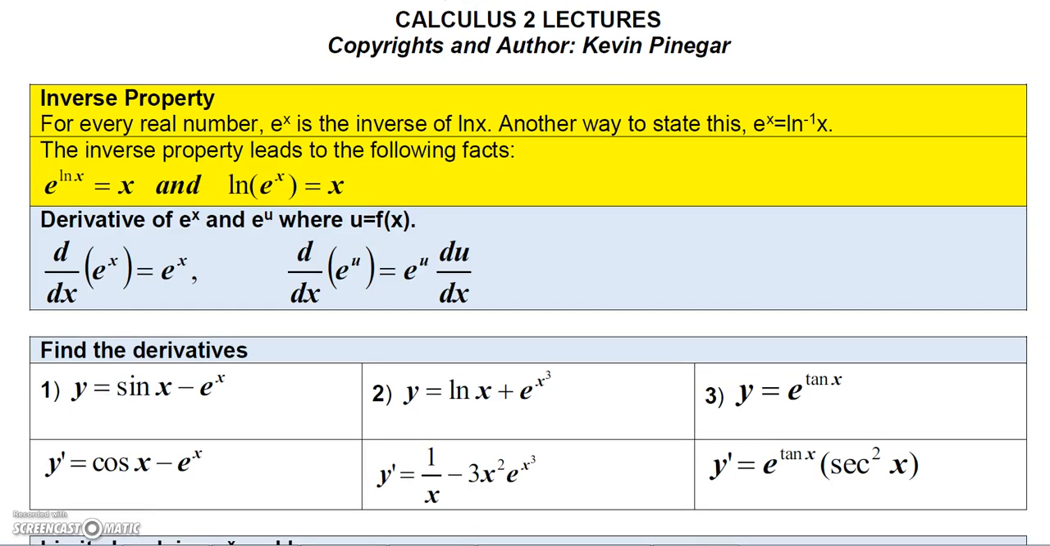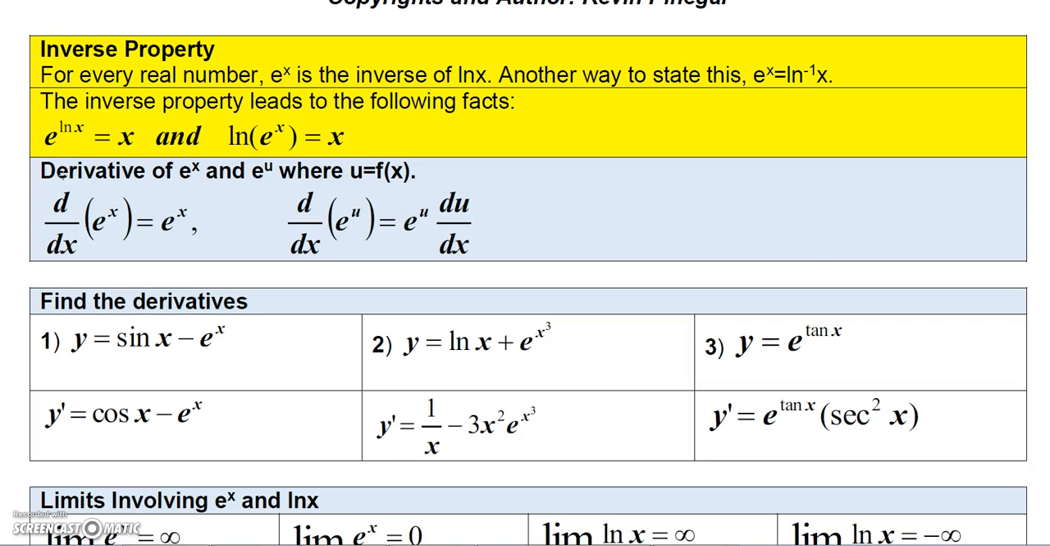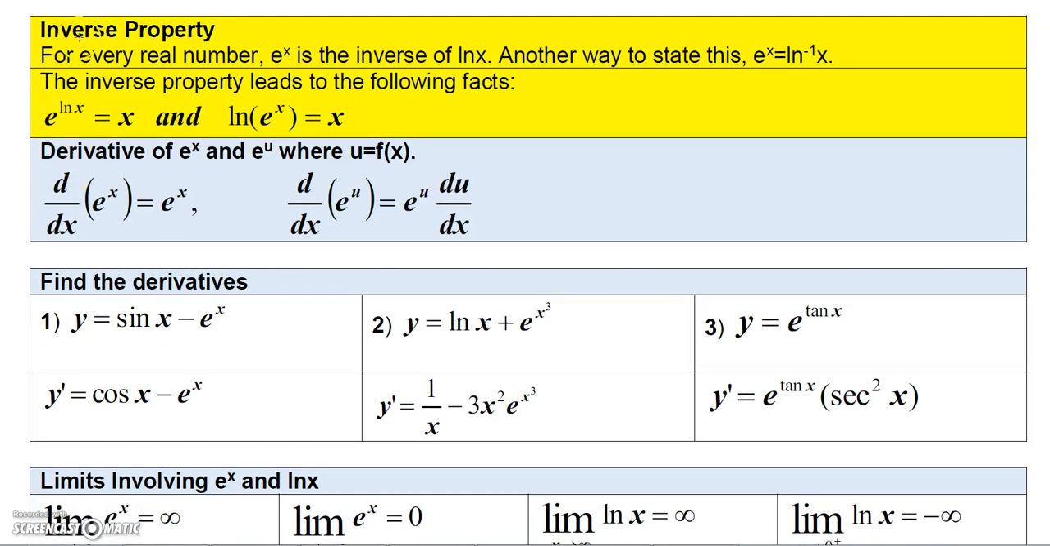Okay, the derivative of e to the x actually can be developed from the inverse property, or the inverse relationship that e to the x has with natural log of x. But I'm going to just go ahead and give you the formula. If you want to see where it comes from, you can read up, or you can do a little more research. But I'm going to just give you the formula.